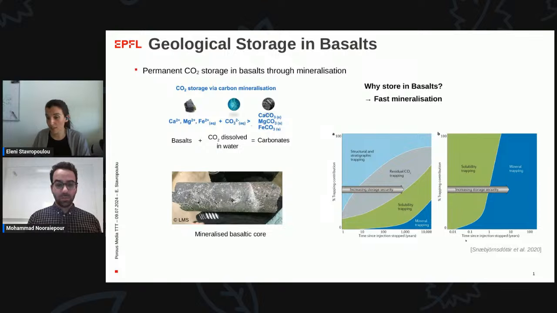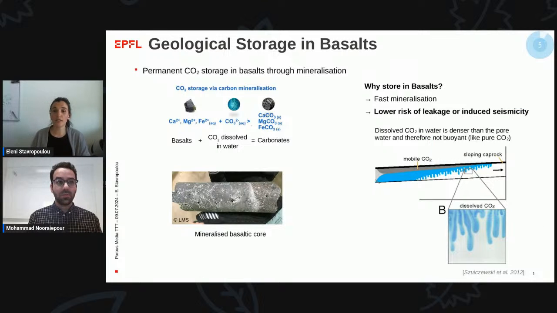Instead, with mineralization, permanent storage is supposed to happen within a couple of years, which makes this technology very attractive. In addition, there is a much lower risk of leakage and induced seismicity. This is because the dissolved CO2 that we inject is denser than the pore water that exists in the material, and therefore it's not buoyant. It doesn't have the tendency of going upwards, like pure CO2, and that makes leakage risk significantly lower.